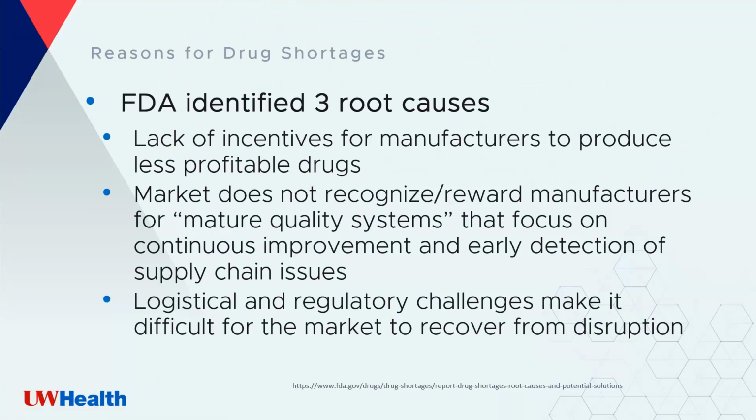You can read there, like all of our traditional chemotherapy agents that are off patent now. So they become less profitable. There's really not a lot of incentive for manufacturers to fix things or to continue to produce them. The market really doesn't recognize or reward manufacturers for mature quality systems that focus on continuous improvement and early detection of supply chain issues, which would prevent some of these errors from happening. And then logistical and regulatory challenges make it difficult for the market to recover from disruption.